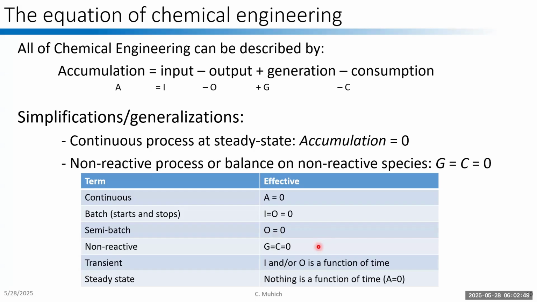Like I said before, we can have non-reactive systems where the generation and the consumption are zero. I can have a transient system, so this would be some type of semi-batch, where I, O, accumulation, or any of these pieces are a function of time. And then once again, steady state, where nothing is a function of time.